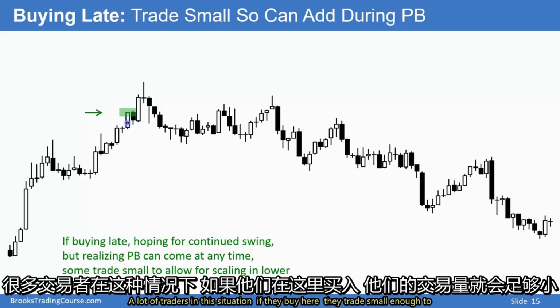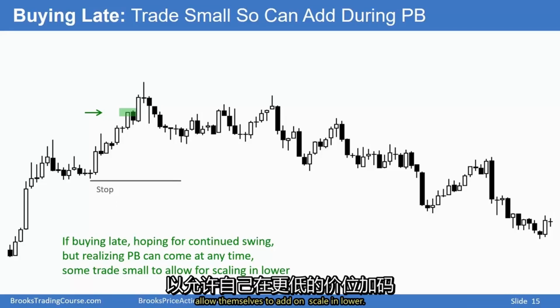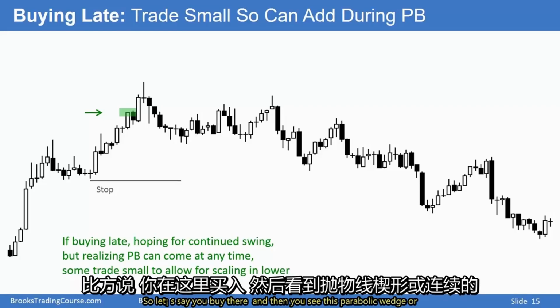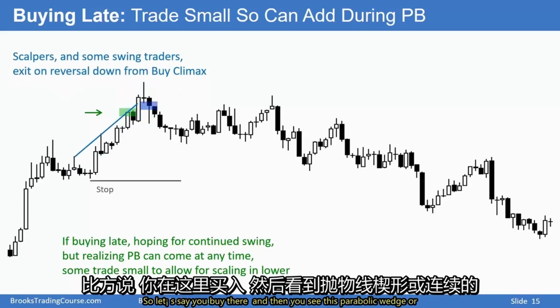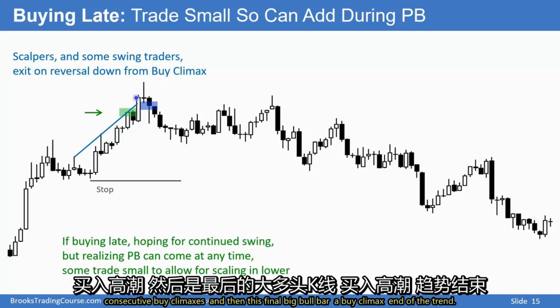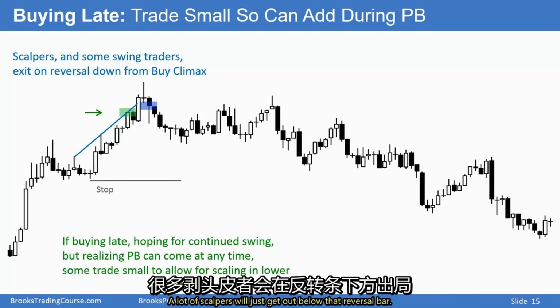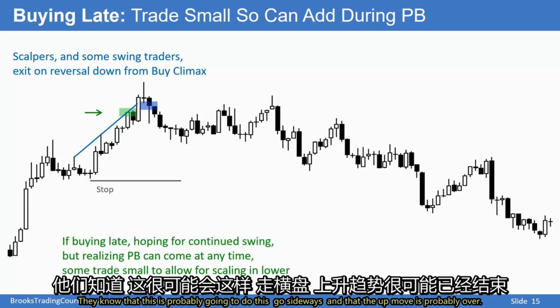A lot of traders in this situation, if they buy here, trade small enough to allow themselves to add on, scale in lower. So let's say you buy there, and then you see this parabolic wedge or consecutive buy climaxes, and then this final big bull bar, a buy climax, end of the trend. A lot of scalpers will just get out below that reversal bar. They know that this is probably going to go sideways, and that the up move is probably over.